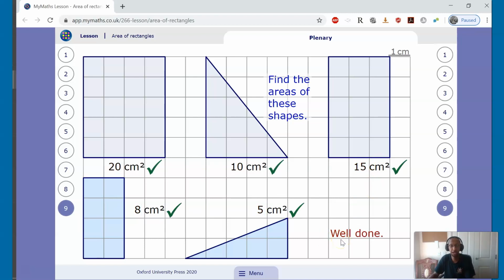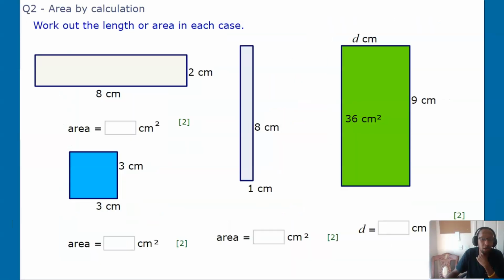Okay, so pause the clip, and now I'm going to give you a final task for you to have a go at, the plenary of the lesson. To finish off the lesson, what I would like you to do is have a go at this set of questions. Pause the clip and work it out.